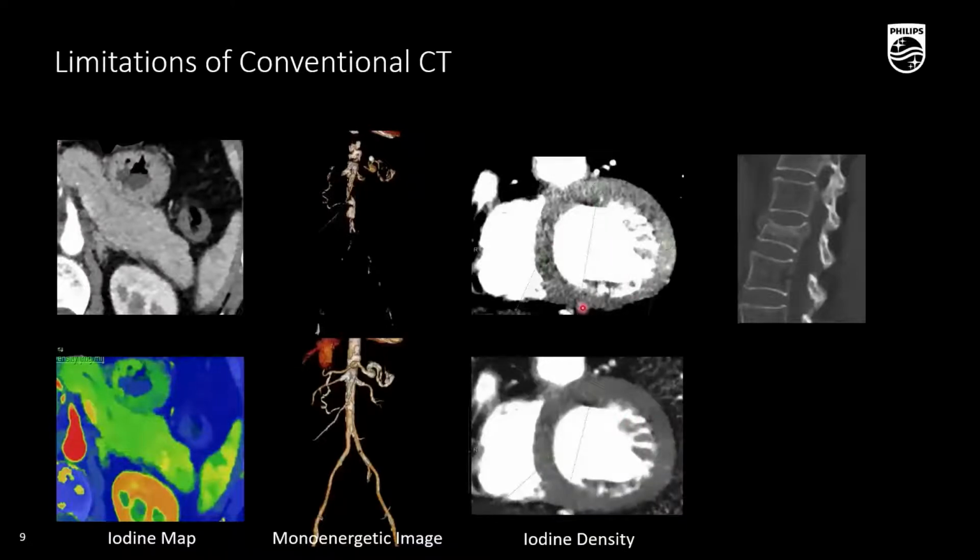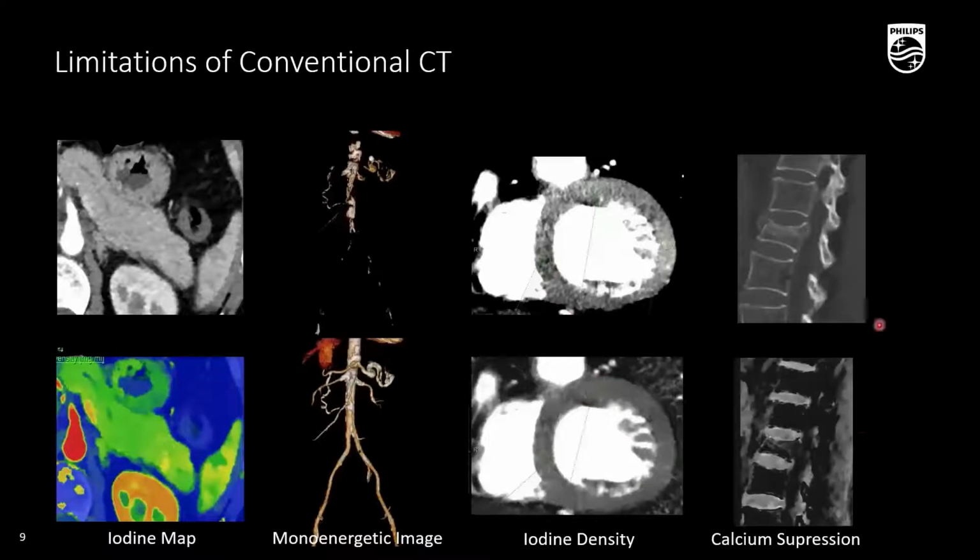With the myocardium, what we saw, was this a beam hardening artifact? Is this actually a perfusion deficit? Here's actually an iodine map as well. And you can see no real changes around the myocardium, which indicates this was in fact a beam hardening artifact and not a perfusion deficit.